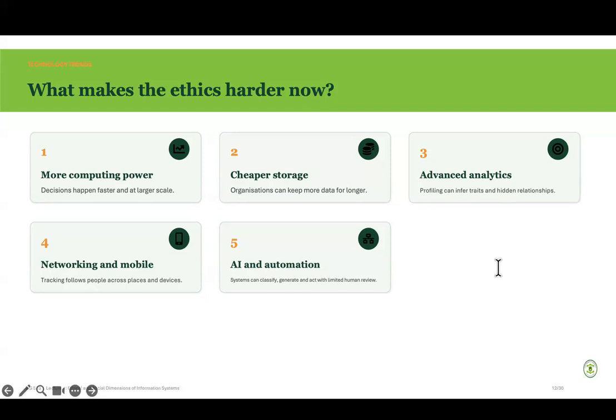There's also the problem of invisibility. Many digital decisions just happen in the background. We don't see it. We don't know how it happened. And so users may not know whether they have been scored, how they have been scored, how they have been classified, or how they have been profiled. Technology, therefore, increases not only capability, but also our responsibility. The more an organization can know and do, the more carefully it must govern that power.